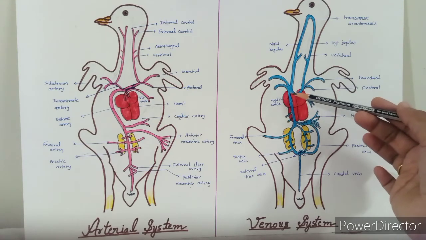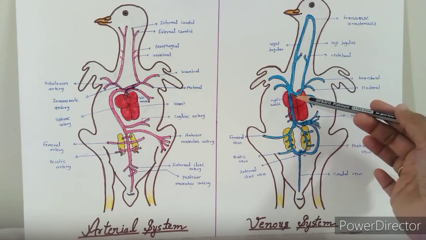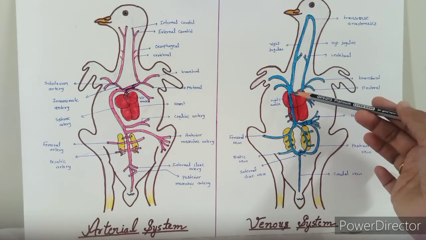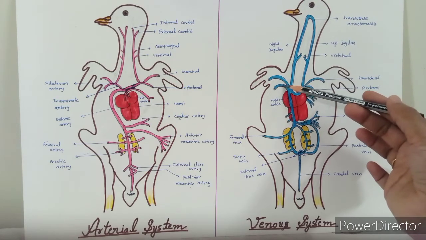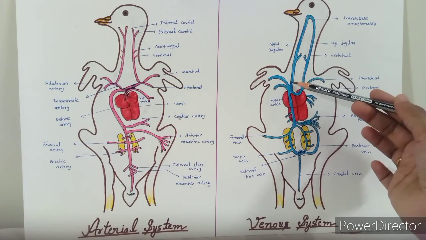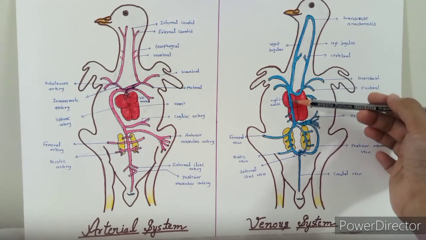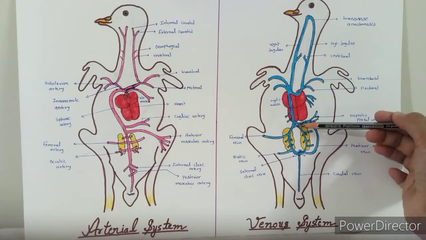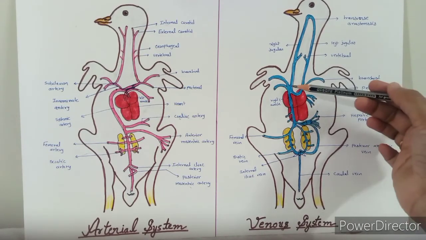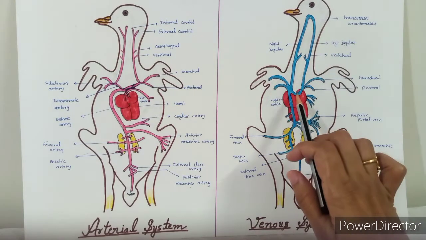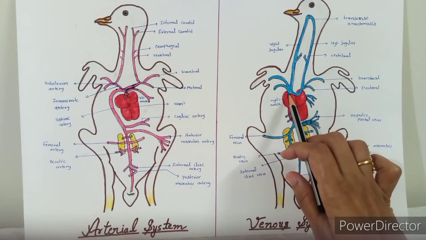Caval veins: first is the precaval vein and second is the postcaval vein. The precaval vein on each side is divided into three parts. This is the precaval, divided into three parts, okay. And this is the postcaval, which goes down, meaning to the posterior part of the body. So the precaval is divided into three parts.